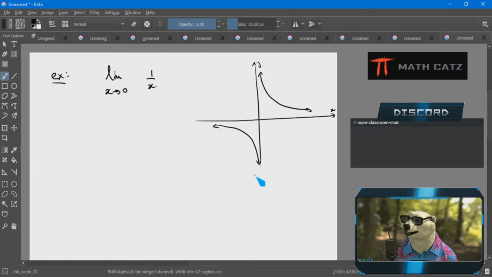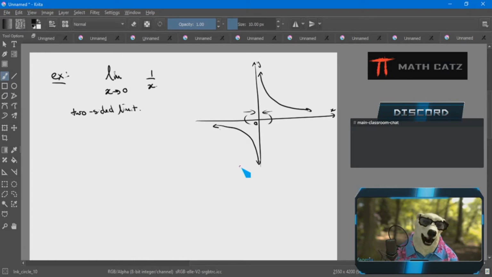I'm not even transforming it or anything. I have one vertical asymptote, and it's sitting at 0. If I ask this limit question, notice there's nothing with the 0. This is a two-sided limit. I have to approach 0 from either side. I can do that. The function is defined around 0.